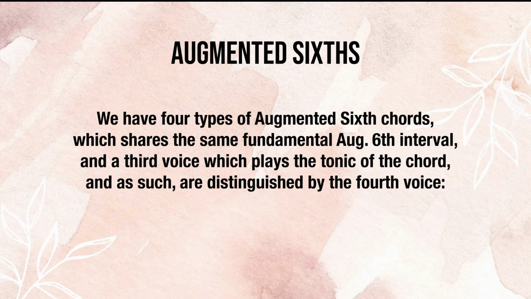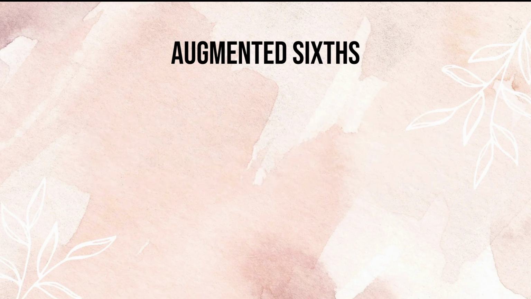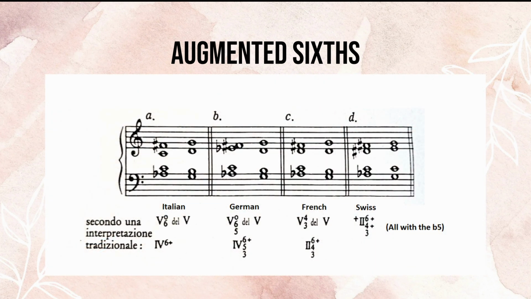We have 4 types of augmented sixth chords, which share the same fundamental augmented sixth interval and a third voice which plays the tonic of the chord, and as such are distinguished by the 4th voice. The Italian sixth is commonly referred to as a third and augmented sixth. The German sixth is referred to as a third, 5th and augmented sixth. The French sixth is referred to as third, 4th and augmented sixth. The Swiss sixth is referred to as a third, augmented 4th and augmented 6th.